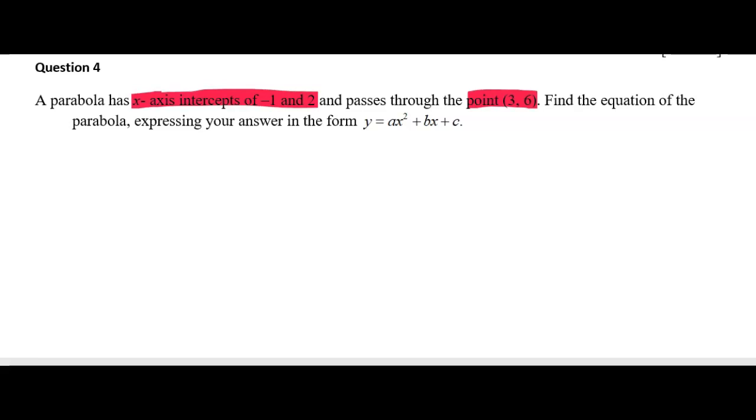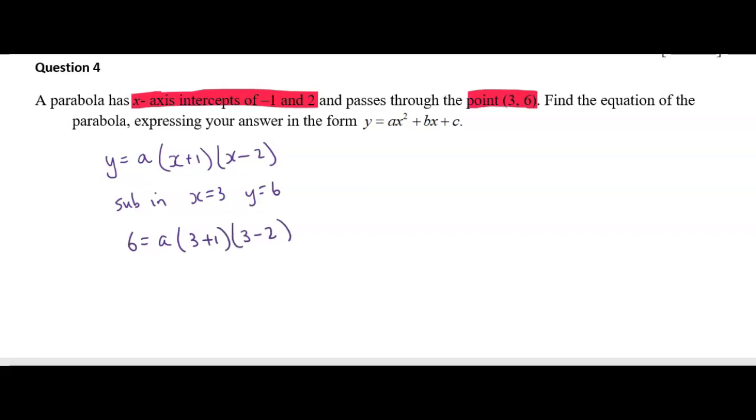So writing our equation in factorized form, remember y equals a, because we don't know the dilation factor of this quadratic, and you know there's an infinite number of parabolas that go through -1 and 2. So I've got x plus 1, x minus 2. Now we're going to sub in 3, 6. So x equals 3, y equals 6, just to get that value of a. So 6 equals a, 3 plus 1, 3 minus 2.